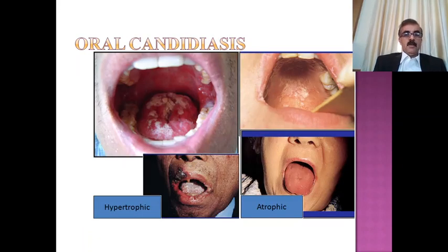In this slide, we see various presentations of oral candidiasis. It can be hypertrophic candidiasis, like in this picture where we can see hypertrophic plaques in the oral cavity, especially on the tongue, and then over the lips along with the tongue. In this one we can see the palate is involved, and a curdy white membranous patch is there on the pharynx. Then the atrophic type, where there is total loss of papillae and the tongue is red and glazed without papillae, so it is the atrophic type of oral candidiasis.